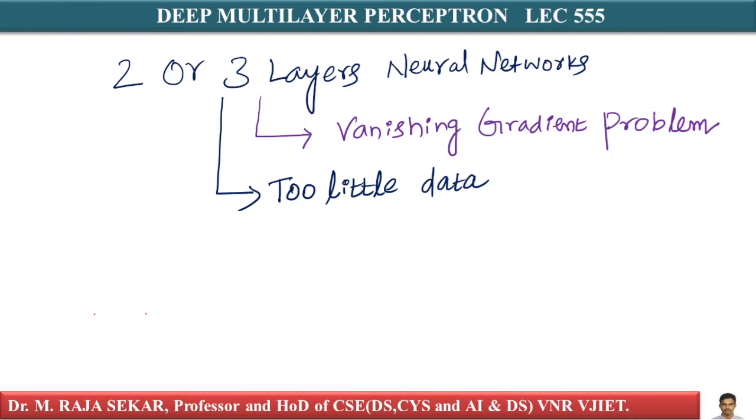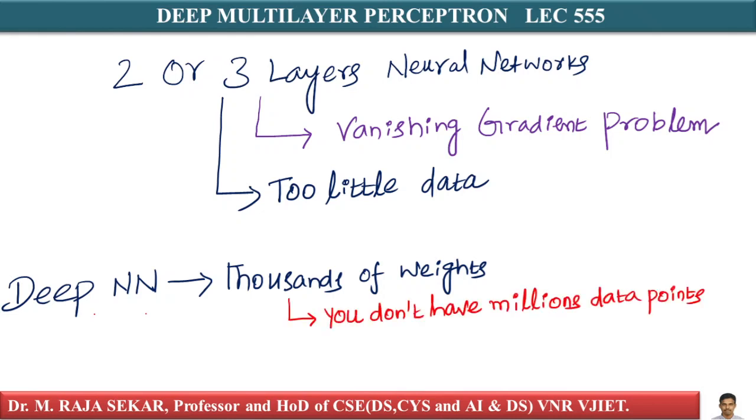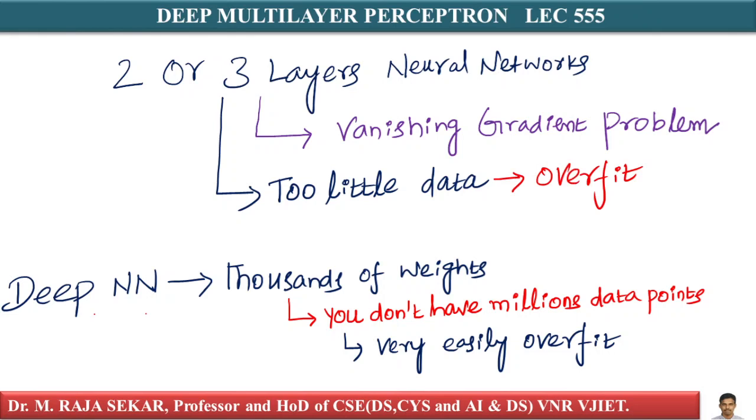If you have deep neural networks, you could have thousands of weights. When you have thousands of weights, and you don't have millions and millions of data points, what would happen? It could very easily overfit, because of lots of weights, lots of parameters, thousands in a model. If you have too little data, it's very easy to overfit.